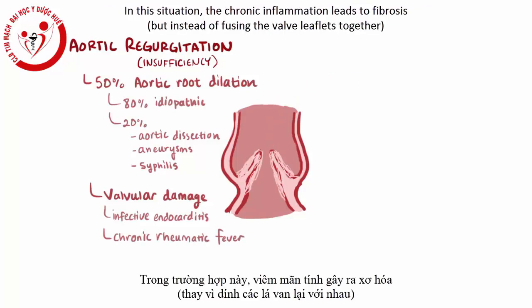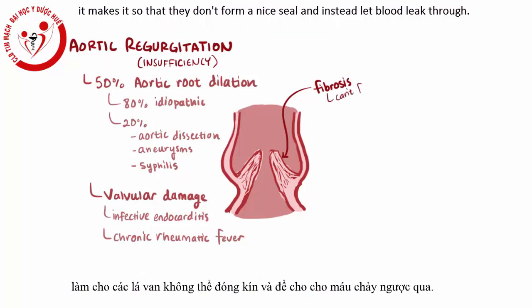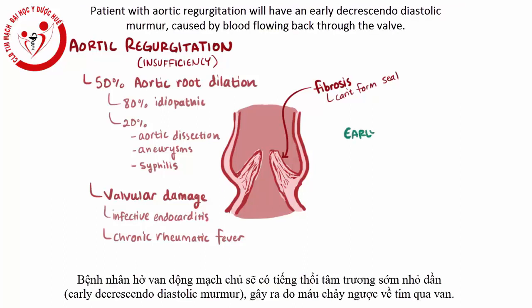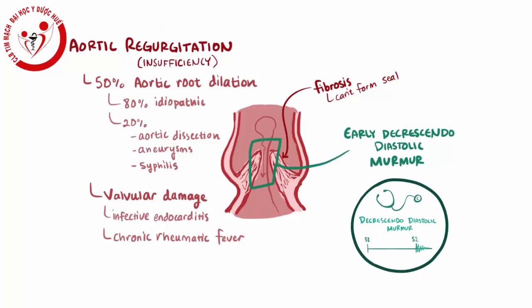In this situation, the chronic inflammation leads to fibrosis, but instead of fusing the valve leaflets together, it makes it so that they don't form a nice seal and instead let blood leak through. Patients with aortic regurgitation will have an early decrescendo diastolic murmur, caused by blood flowing back through the valve.